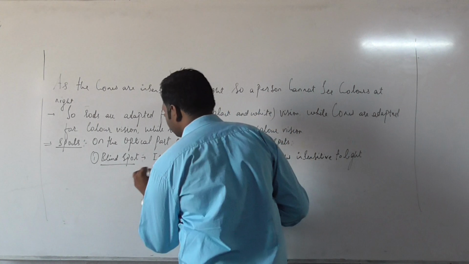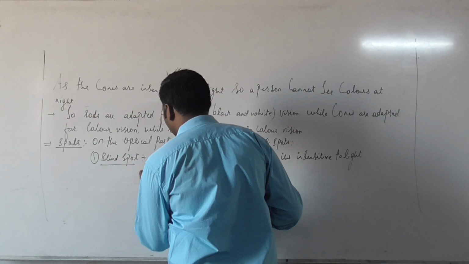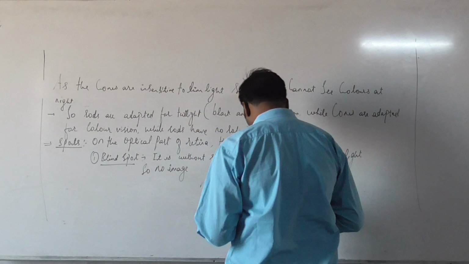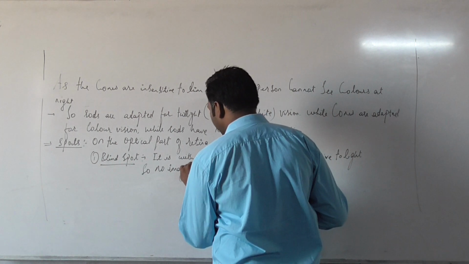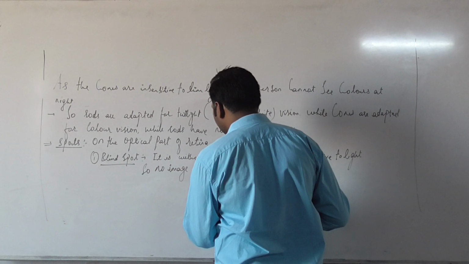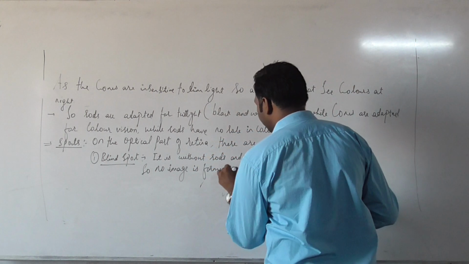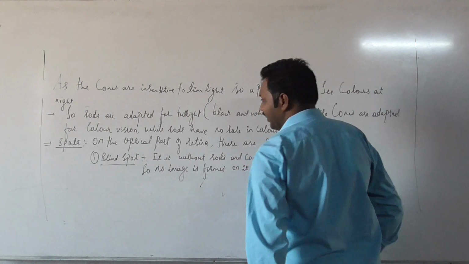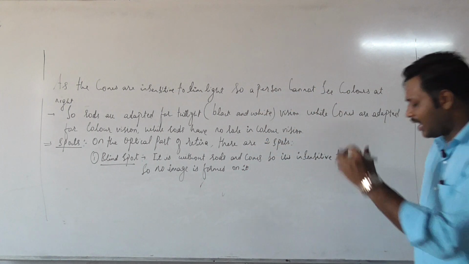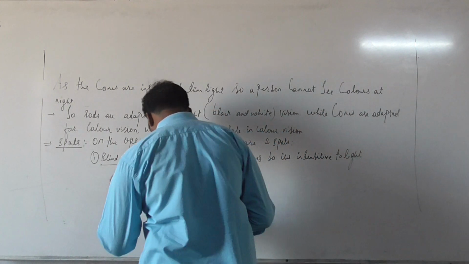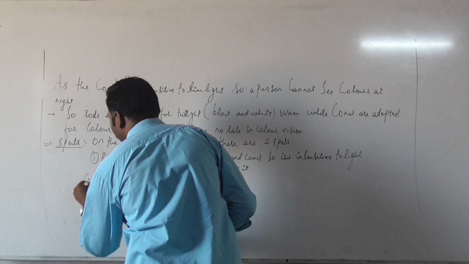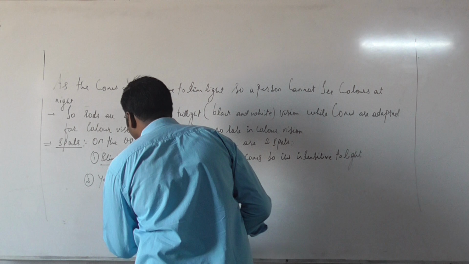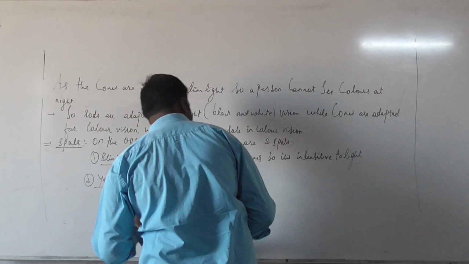So no image is formed on it. So this is what about the blind spot. Another spot is the yellow spot. Now what exactly is this yellow spot?